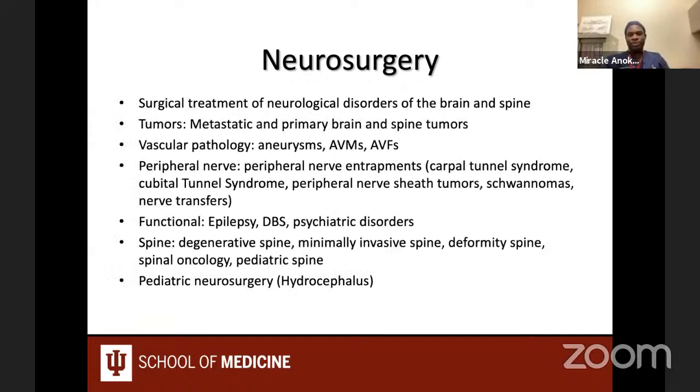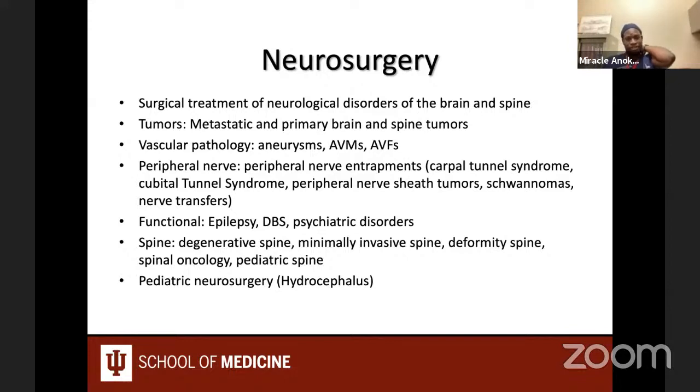So let's talk about neurosurgery in general. Some of you, this might be the first time you've heard about neurosurgery. So what is neurosurgery? It's the surgical treatment of neurological disorders of the brain and the spine. It involves the treatment of tumors, both metastatic tumors, which means these are tumors that come from somewhere else and travel to the brain itself, and also primary brain and spine tumors, which are tumors that come from either the brain itself or the parenchyma around the brain.